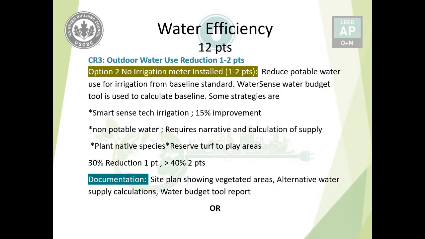Systems water metered, but in case your project is only fulfilling the prerequisite where you have 1 meter for water supply, then in that case for outdoor water use reduction, you can go for this option, in which the WaterSense water budget tool is being calculated online.